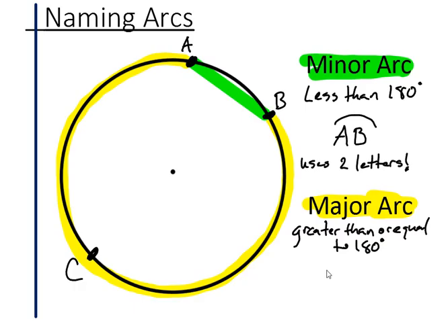We name major arcs by using 3 letters. And we go in order as we travel around the circle: A, then C, and then I travel around to B. So we use 3 letters. Minor arcs are the shorter, less than 180. Major arcs are the greater than 180. Minor arcs use 2 letters. Major arcs always use 3 letters. It's easy to remember that a major arc is 3 letters because 3 letters means it's a bigger arc.